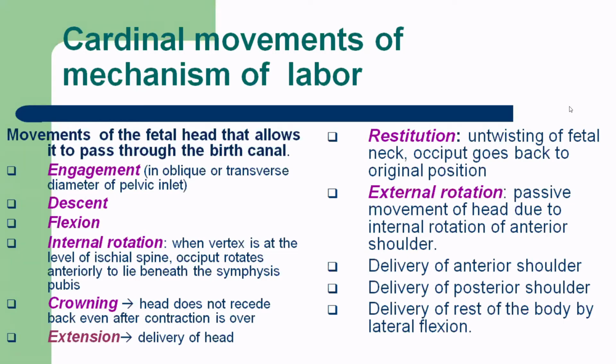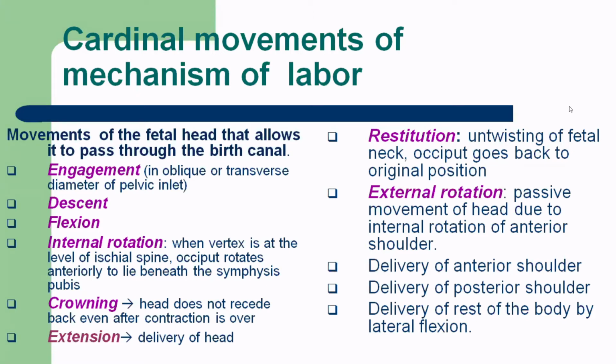So first of all, what happens is engagement, which occurs in one of the oblique diameters or the transverse diameter of the pelvic inlet. And then there is continuous descent of the fetal head in the birth passage. There is sustained flexion of the fetal head over the fetal body. And when the vertex is at the level of the ischial spine, the occiput of the fetal head rotates anteriorly to lie beneath the symphysis pubis to adjust to the different diameters of the pelvis. That is known as internal rotation.